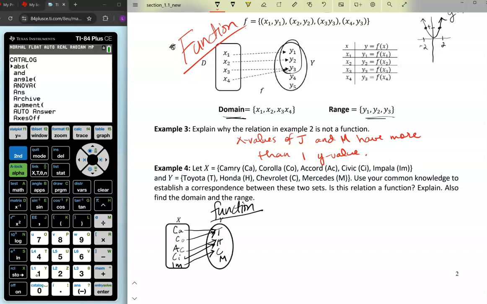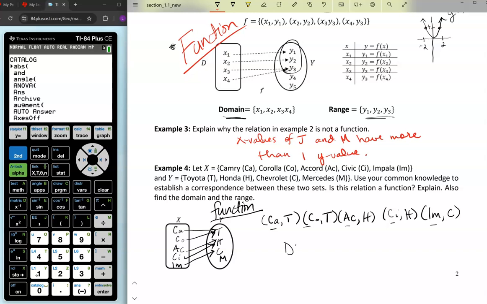And if you like to look at things as ordered pairs, you could write a series of ordered pairs here, where you have the model going to the manufacturer. And if you take a look at that, you'll notice that as we look at our x values, they're only written once. The y values repeat. It's okay. The x values are not repeating, so that makes it a function.